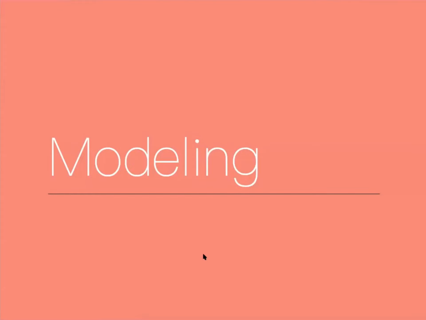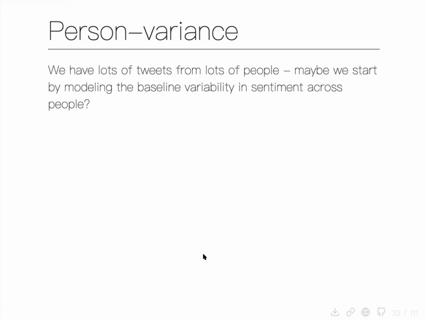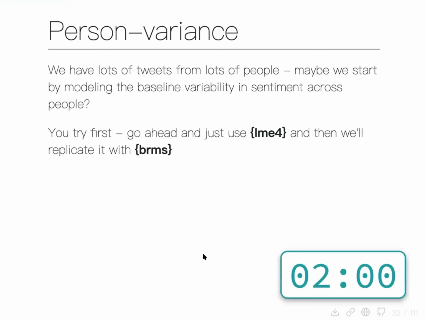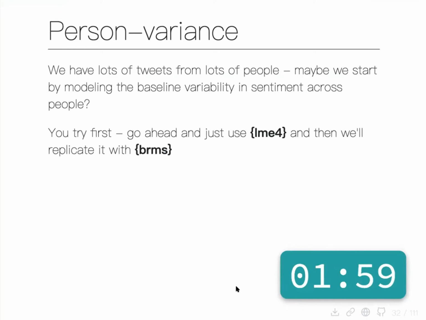All right, so now we've done our data exploration, and what we're going to do now is jump to modeling, okay? So this is all basically what I've said, but go ahead and try now to fit a model where we're just estimating the baseline log odds in the tweet being positive and account for between people variance, okay? Just go ahead and use LME4 in this case, and then we'll switch to BRMS here in just a second.